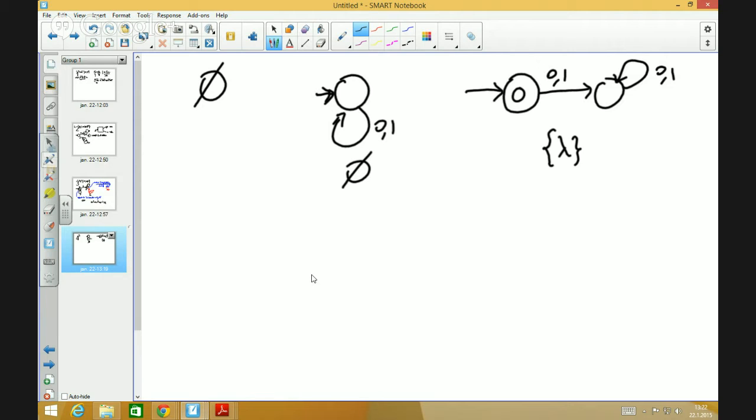Okay? Remember, languages are like sets. They're sets of strings. When are two sets equal? That's elementary school 101. No, sorry. Two sets of objects are equal if they contain the same elements.